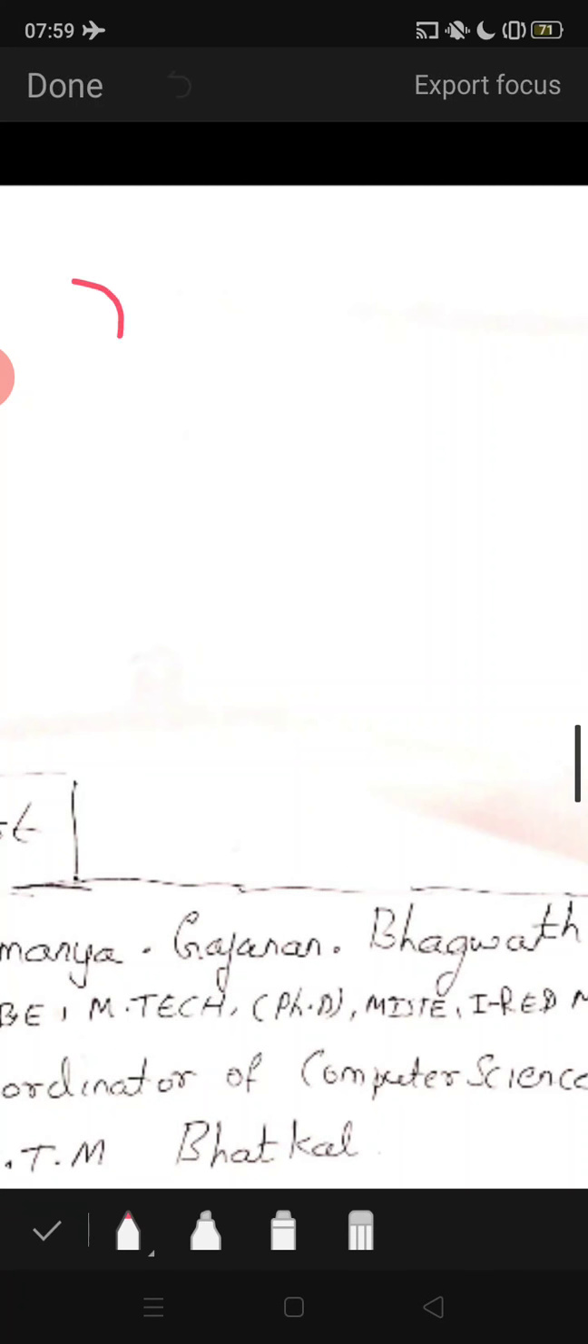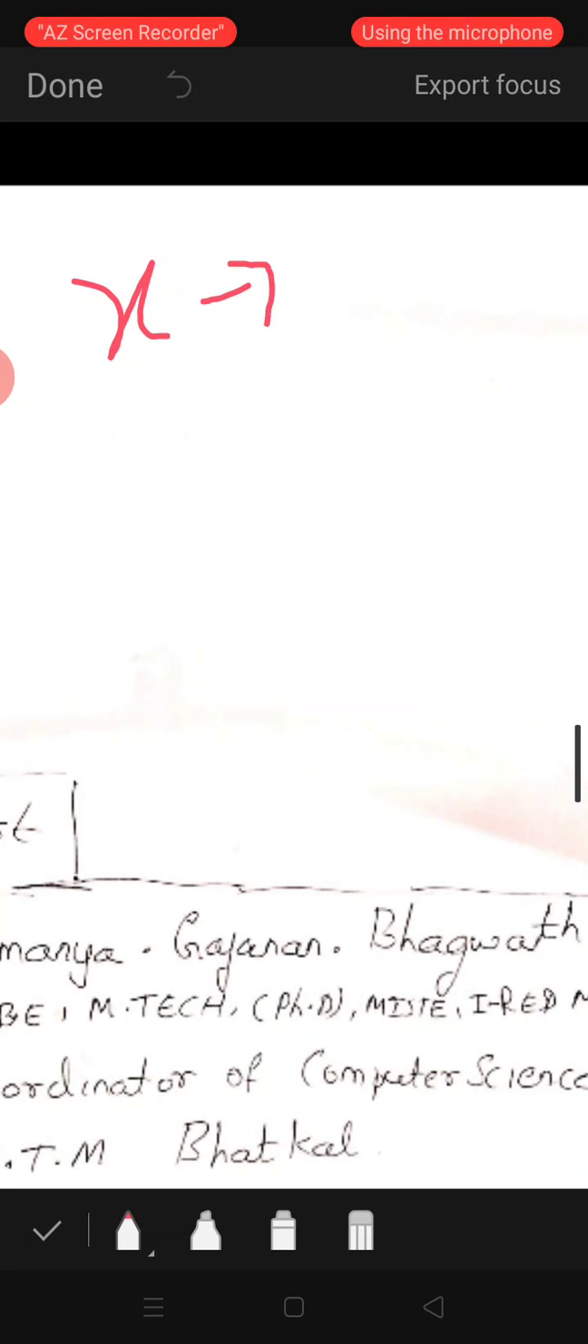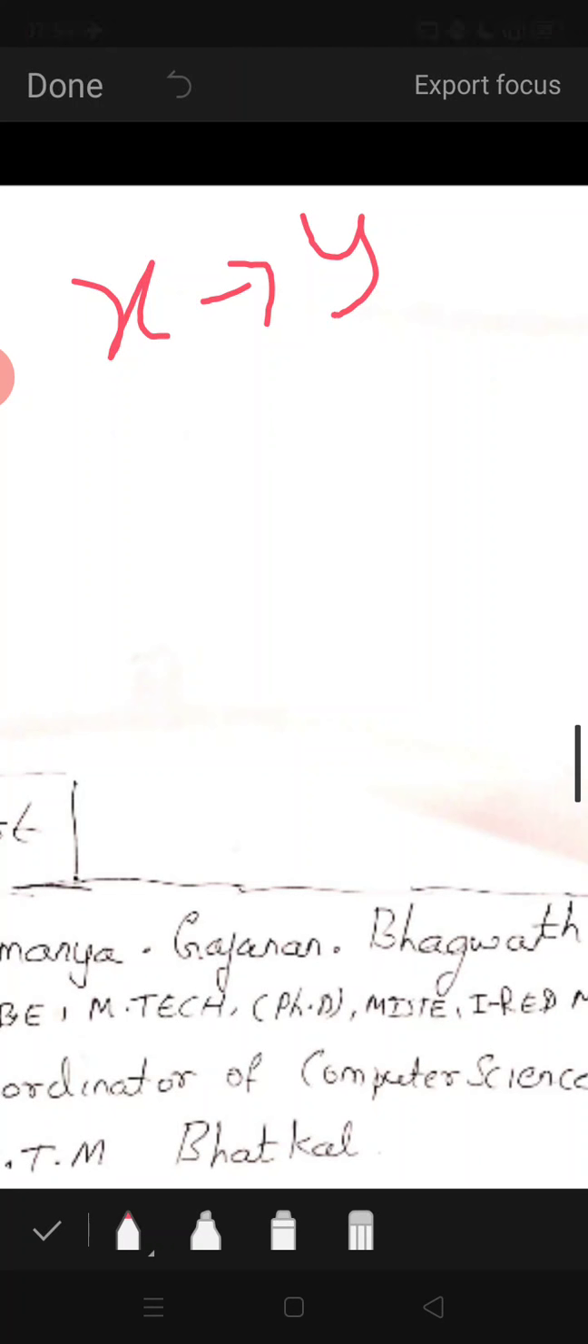Any equation is in the form of X implies Y. This is known as an association, where X and Y should be two disjoint sets. I will explain through an example, so that the concept will be very clear to you.